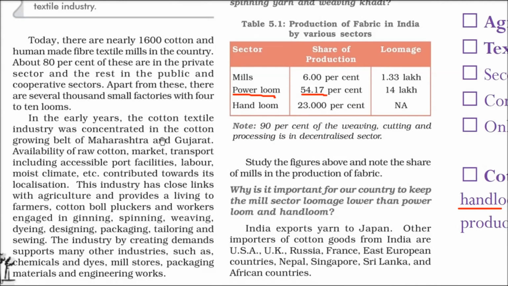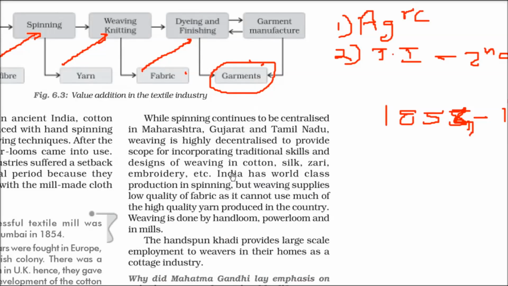And most of the textile mills, as I just said, are in the cotton belt, where cotton is grown, in black soil, in Maharashtra and Gujarat. The most important thing is the raw cotton market, transport, port facilities, labor, and the moist climate. All these are very important factors for why cotton textiles are mostly concentrated in Maharashtra and Gujarat. And this industry is not only for fabric. Many other people are involved, like packagers, dyers, chemical suppliers, mill stores, and engineering works, who also get jobs from this industry. Okay.